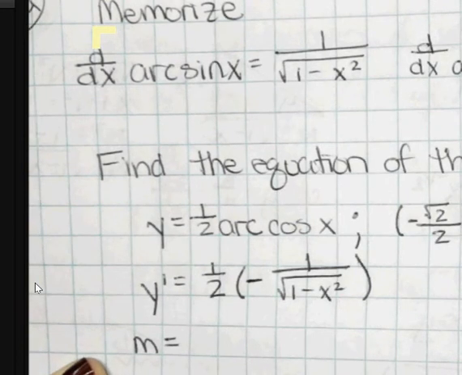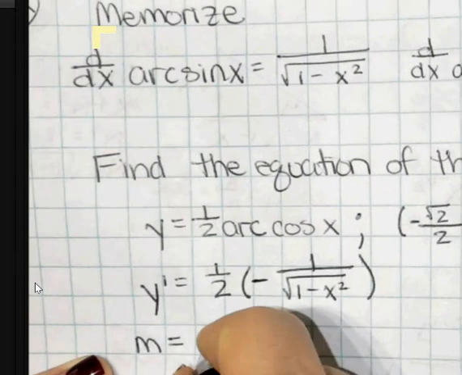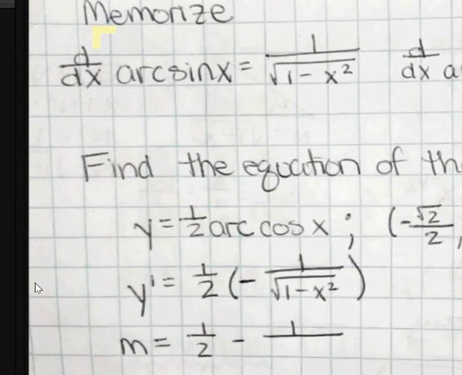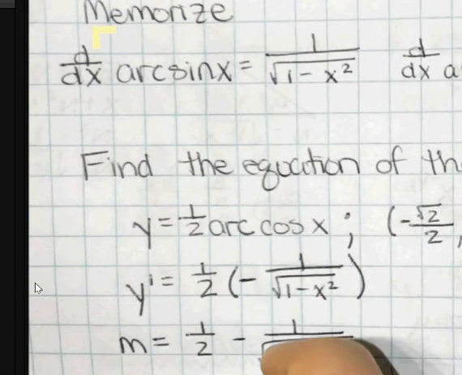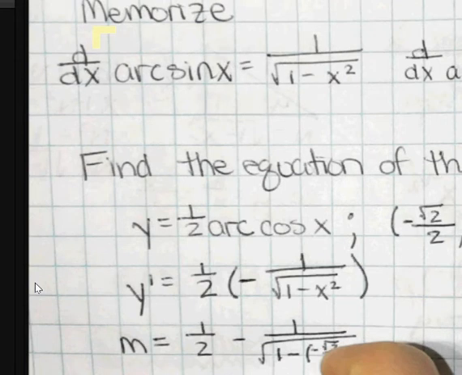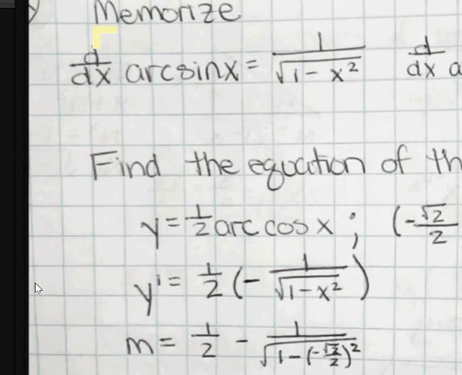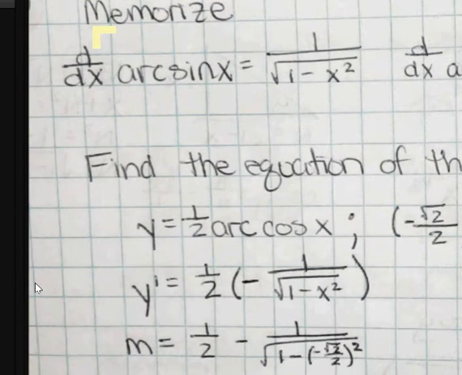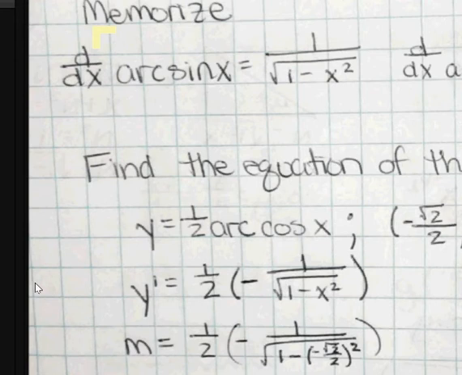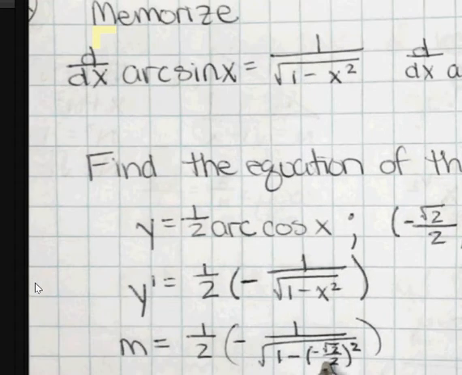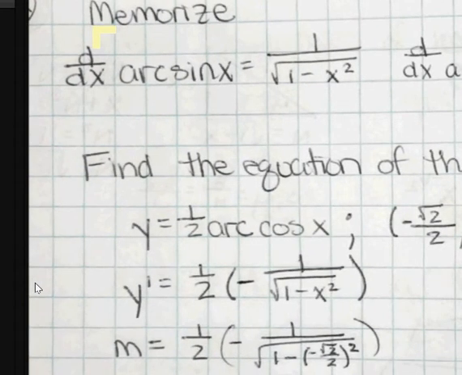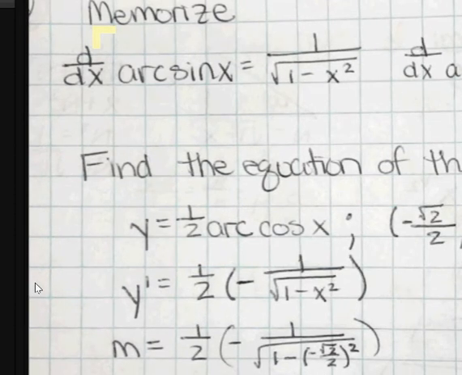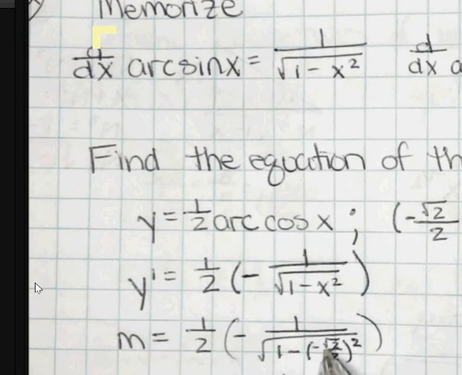Yep, the x value, which is? Yep, radical 2 over 2, or negative of that, yes. So 1 minus negative rad 2 all over 2 being squared. So we just got to do some math there. So 1/2 times negative 1 all over, what's negative radical 2 over 2? Come on, guys. Yeah, so what's negative radical 2 over 2 being squared?